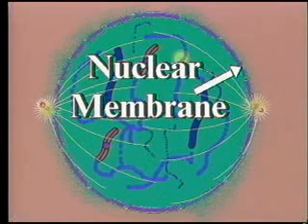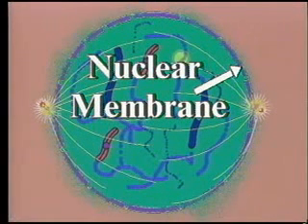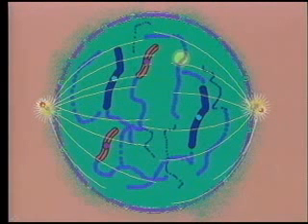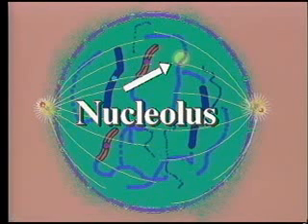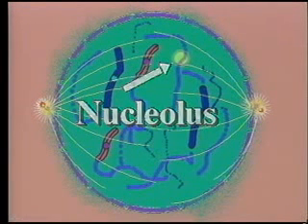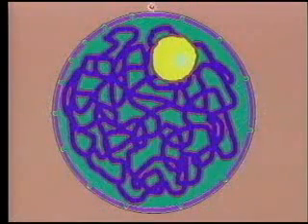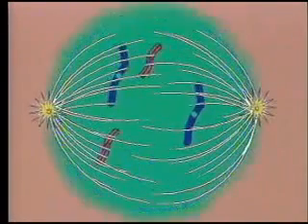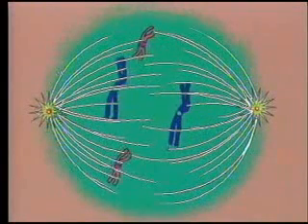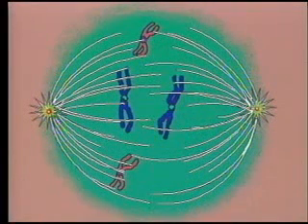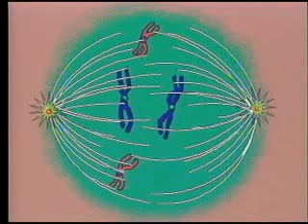And at the same time, the nuclear membrane that separates the nucleus from the cytoplasm begins to be absorbed into the cell. As these things happen, the tiny nucleolus found in the nucleus also disappears. Thus prophase is defined as the stage of mitosis when the chromosomes first appear, and the nuclear membrane and nucleolus disappear from view.